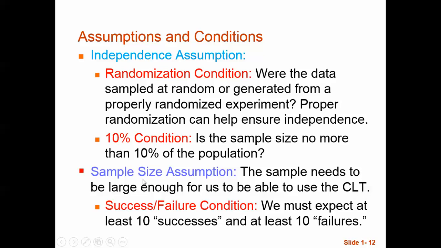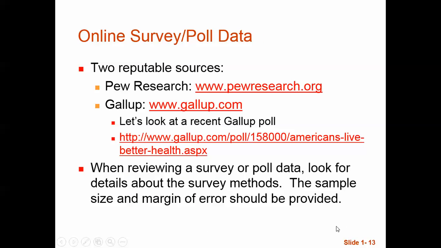And lastly, the sample size assumption. Our sample size needs to be large enough to use the central limit theorem. For this particular distribution, we're going to check successes and failures. We want to expect at least 10 successes, which means sample size times p hat must be greater than or equal to 10, and at least 10 failures. So sample size times 1 minus p hat must also be greater than or equal to 10. Remember, the successes and the failures added together give us the whole sample size.